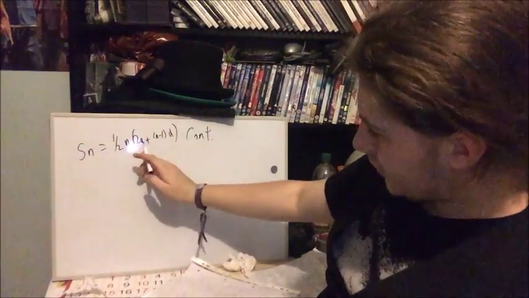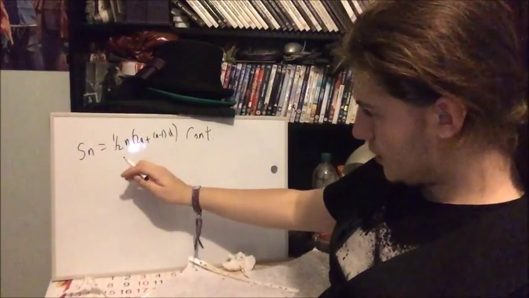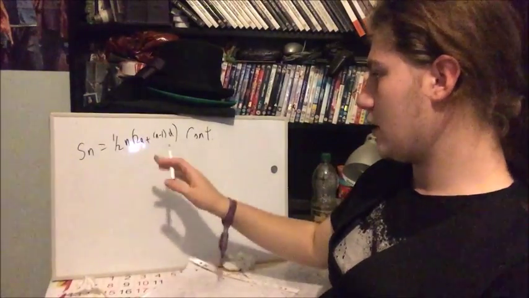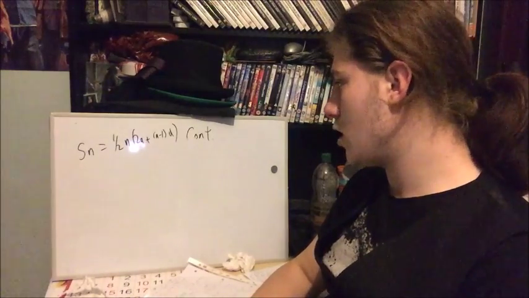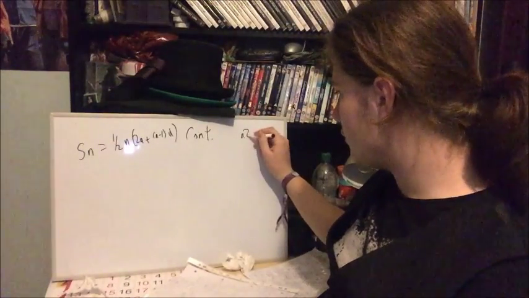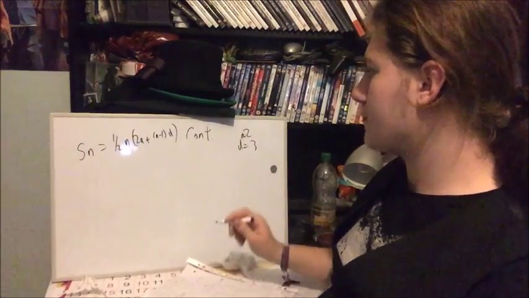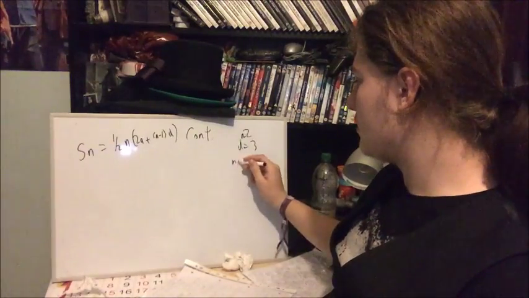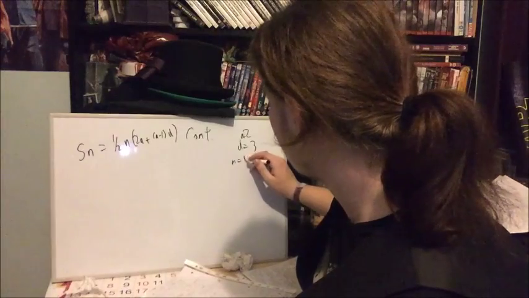So if you know what the first term is, and you know what the difference is between each of the terms, then you can find out what the sum of all the terms is. Let's say the first term is 2, the difference between terms is 3, and you want to figure out the sum of the first 9 terms. Actually, let's make it 10 and make it easy.